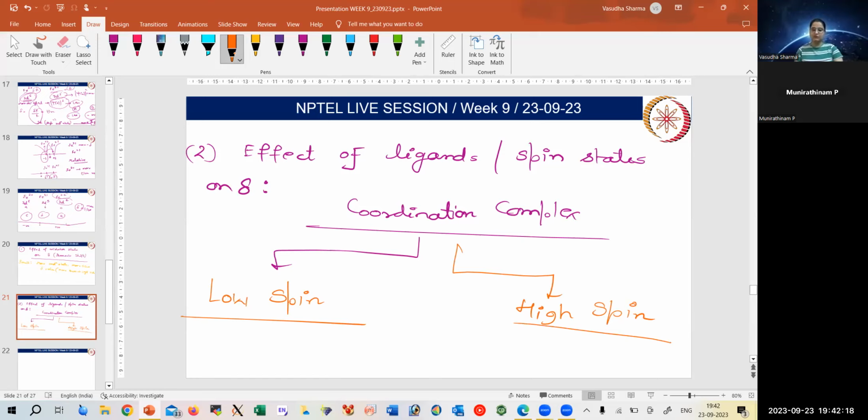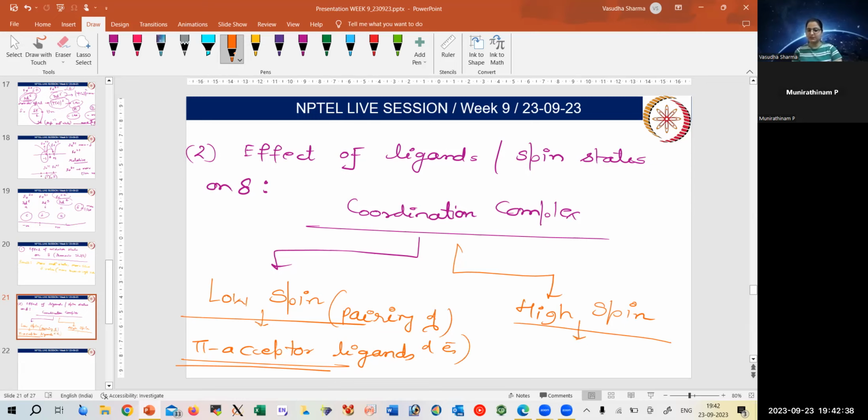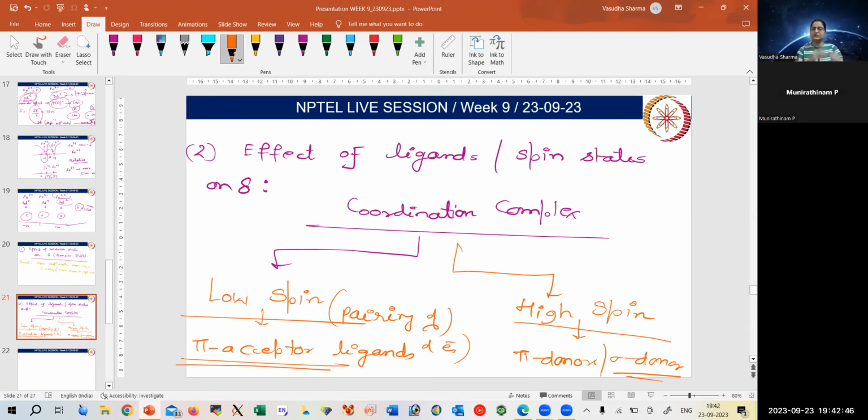Low spin means mostly it would be having pairing of the d electrons, and that happens in the presence of very strong pi acceptor ligands. Mostly it is pi acceptor ligands that cause the pairing of your d electrons. And in high spin, there would be pi donors or sigma donor ligands. So here the donation is happening from the ligand to the metal, and in the low spin case, because pi acceptors are there, the electron density is getting reduced on the metal. So this is clear for you. Low spin and high spin.